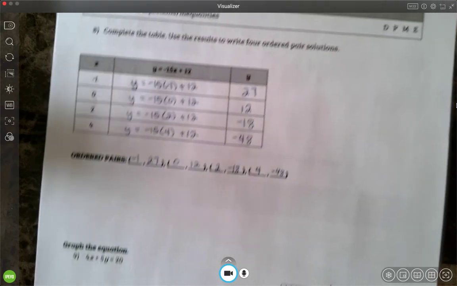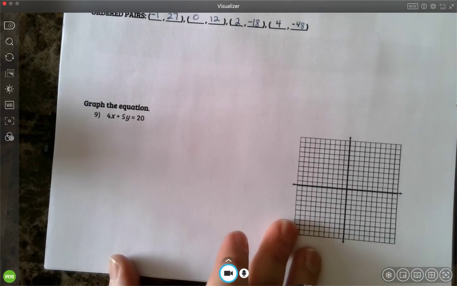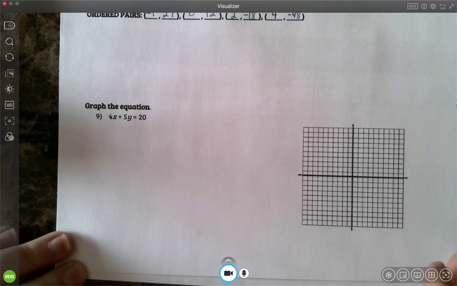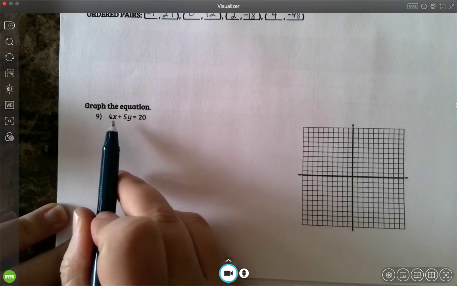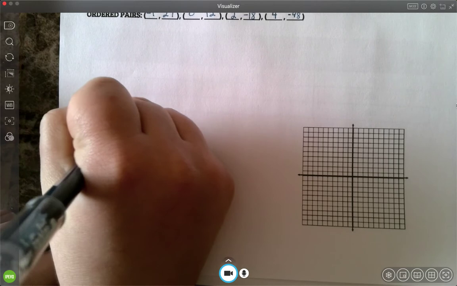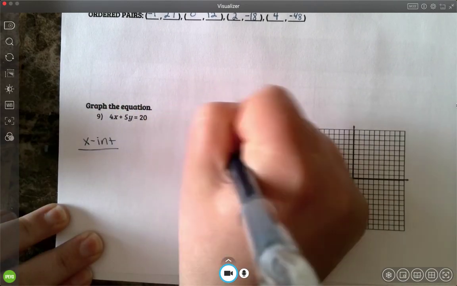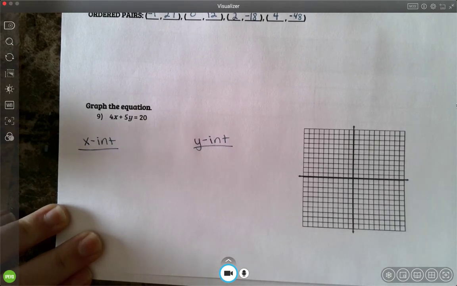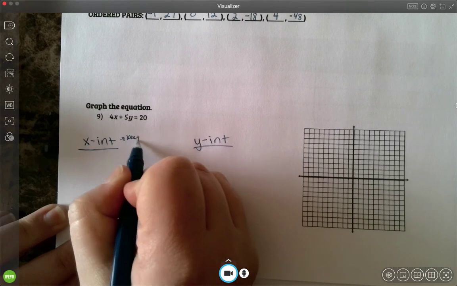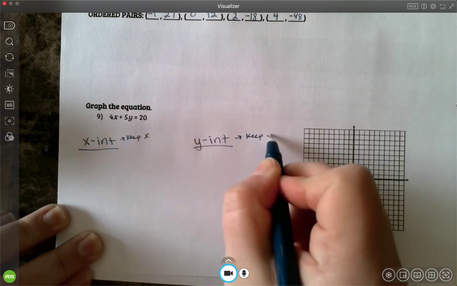Now graphing is where we tend to get a little confused. So let's look at this equation. We have 4x plus 5y equals 20. This is where we're looking for our x-intercept and our y-intercept. When you are looking for your x-intercept, you keep x. When you're looking for your y-intercept, you keep y.